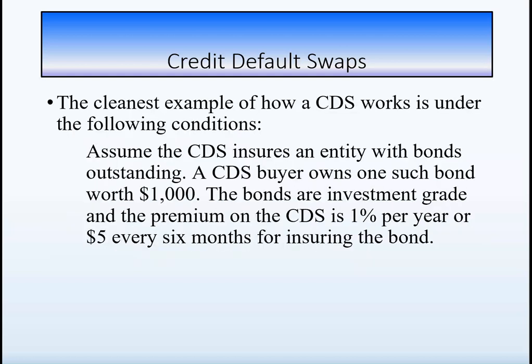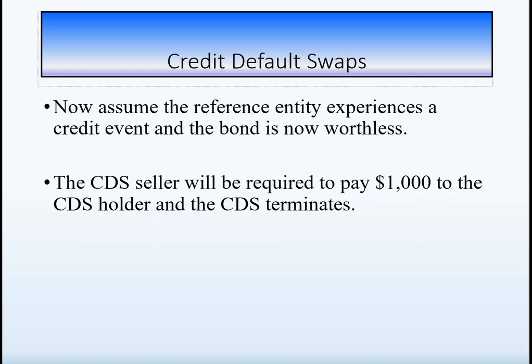Let's look at the cleanest type of example we can have. Assume a CDS insures an entity with bonds outstanding. A CDS buyer owns one such bond worth $1,000. The bonds are investment grade and the premium on the CDS is 1% per year, or $5 every 6 months for insuring the bond. Now assume the reference entity experiences, quote, a credit event, unquote, and the bond is now worthless. And again, the credit event could be a downgrading, for example, of the company or the company going bankrupt.